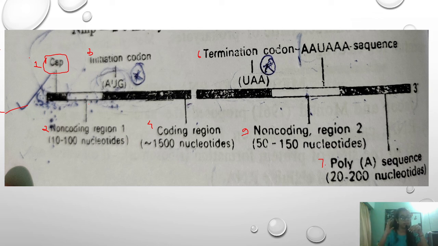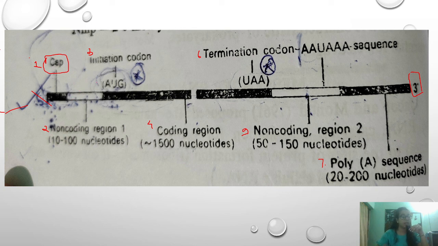Before that, why is capping needed? Because the cap is added in the 5' end region. Capping determines how well the ribosomes will attach to the mRNA, because the mRNA needs to carry the information to the ribosome. The ribosome needs to be attached to the mRNA so that the protein can be made. For that purpose, the cap is added at the 5' end. You can see this is the 5' end, this is the 3' end. So the cap is added to the 5' end region so that proper binding of the ribosome takes place.